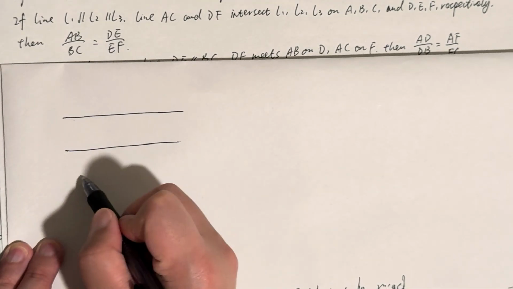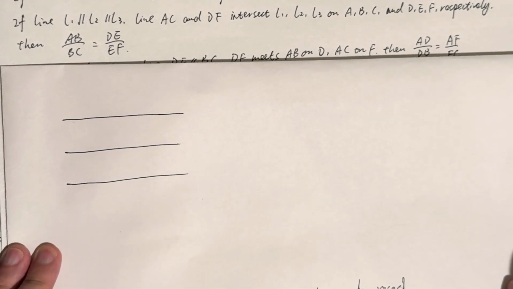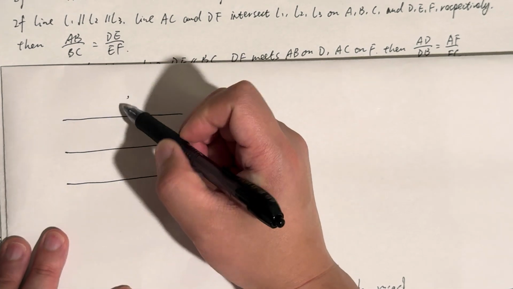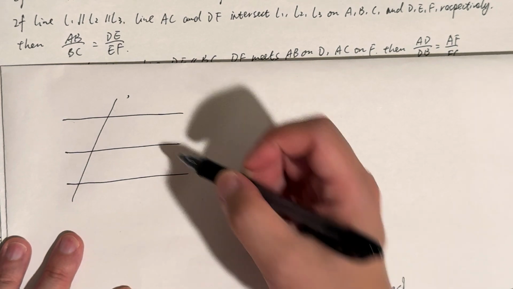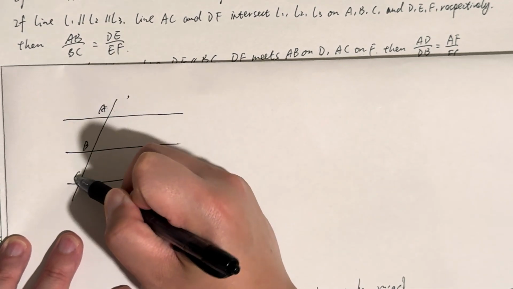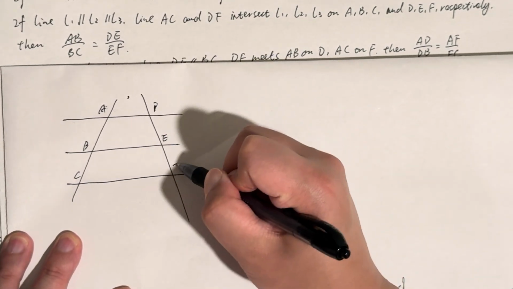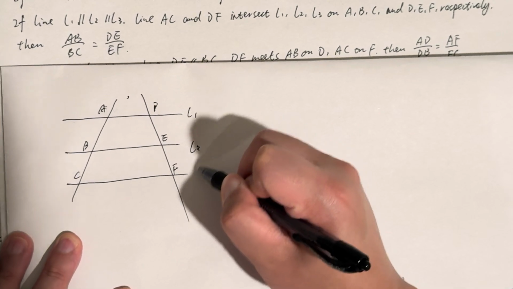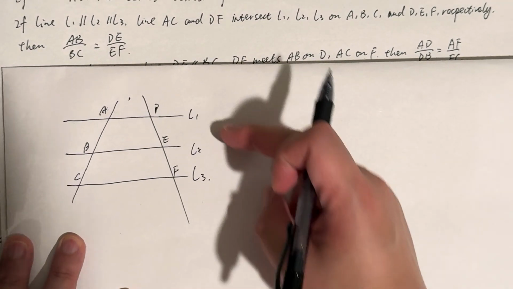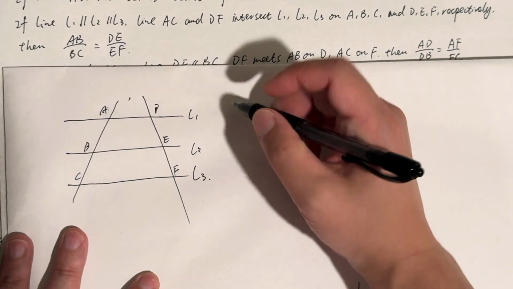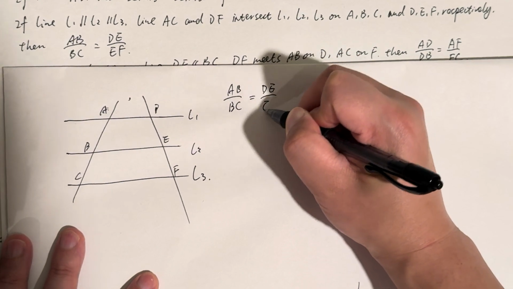L1, L2, L3 are in parallel, right? And we know that A, B, C is here, and we know that D, E, F are here. L1, L2, L3. Okay, A, B, C, and D, E, F. We just know these three lines are in parallel. We want to prove that AB to BC equals DE to EF.